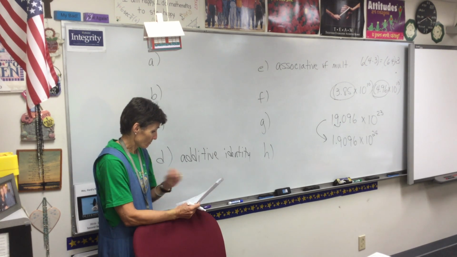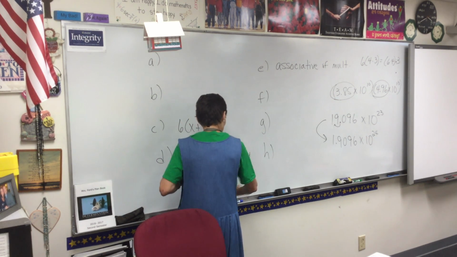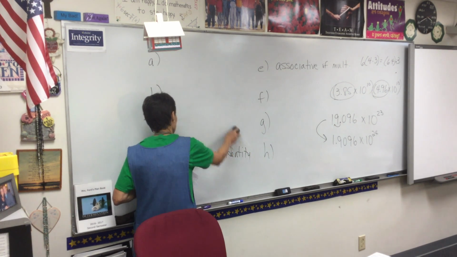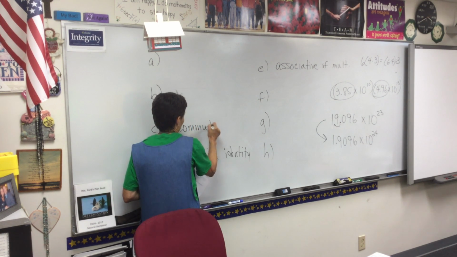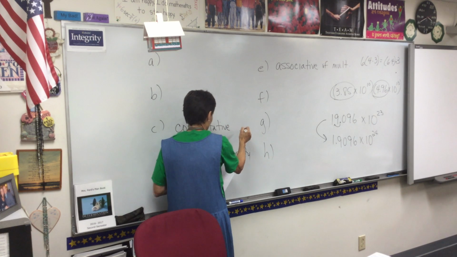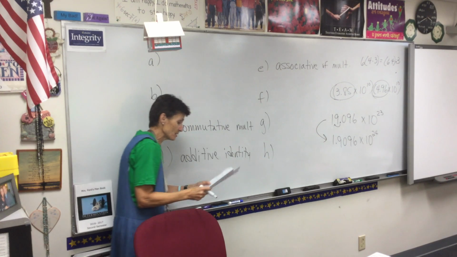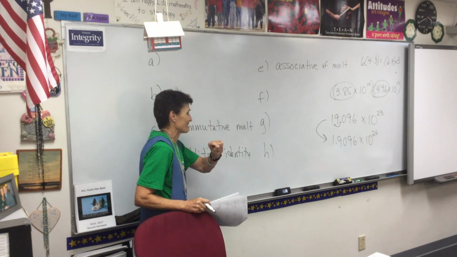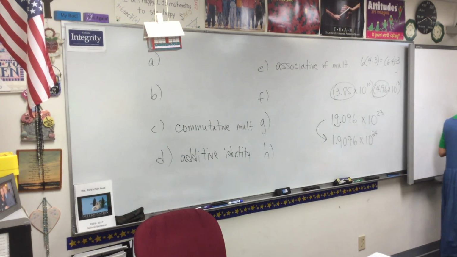Yeah, Hunter? Isn't C commutative property? C is definitely commutative. Oh my gosh, you guys are amazing. Why is C commutative? Because we changed the order. This is the commutative property of multiplication, because instead of doing 6 times parentheses, we did parentheses times 6. So we did the multiplication, but we did it in the opposite order.